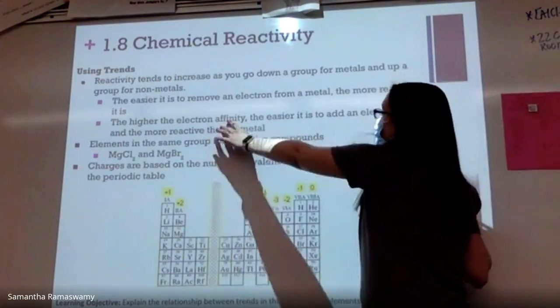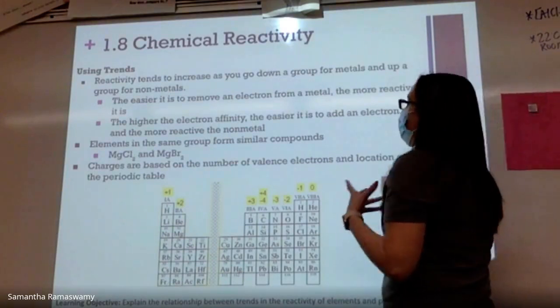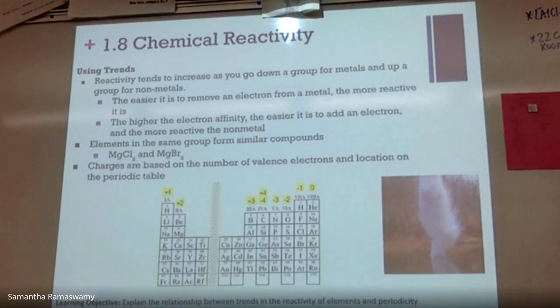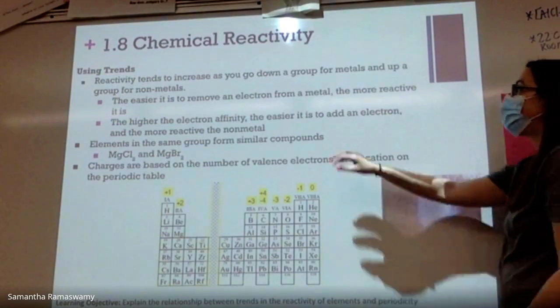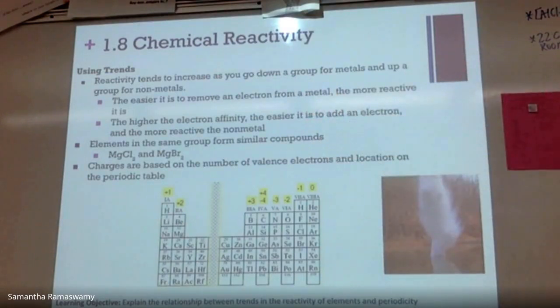And then for nonmetals, the higher the electron affinity, that's the likelihood of a nonmetal gaining an electron. The higher the electron affinity, the easier it is to add an electron and the more reactive the nonmetal. Fluorine is the most reactive nonmetal. So francium is the most reactive metal. Fluorine is the most reactive nonmetal.